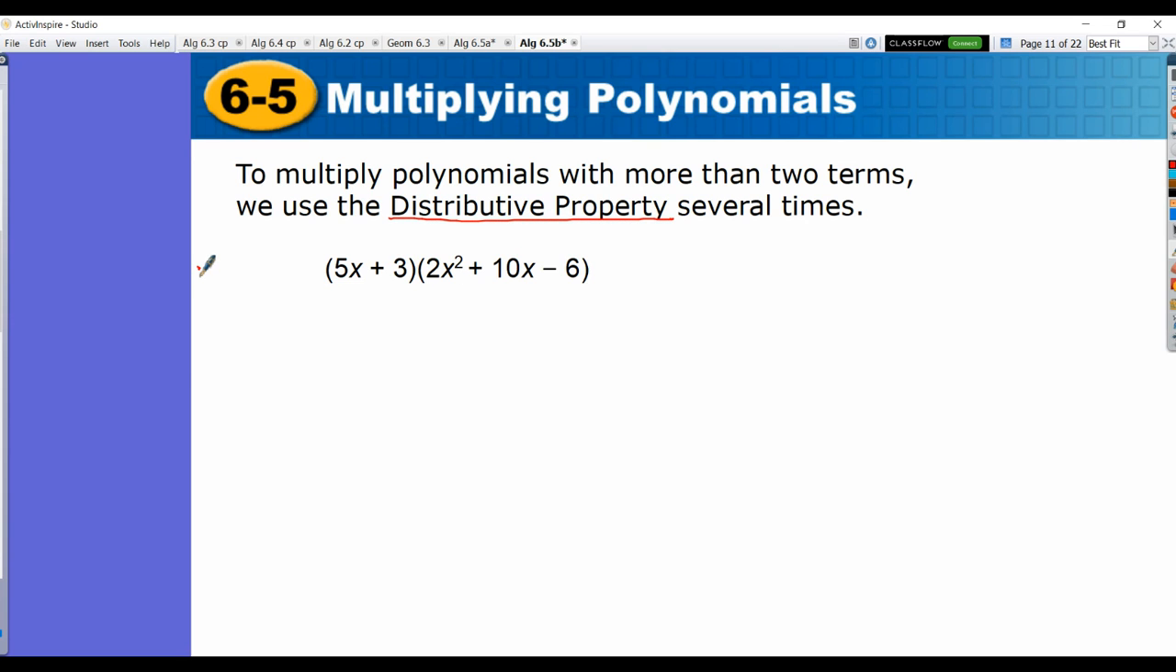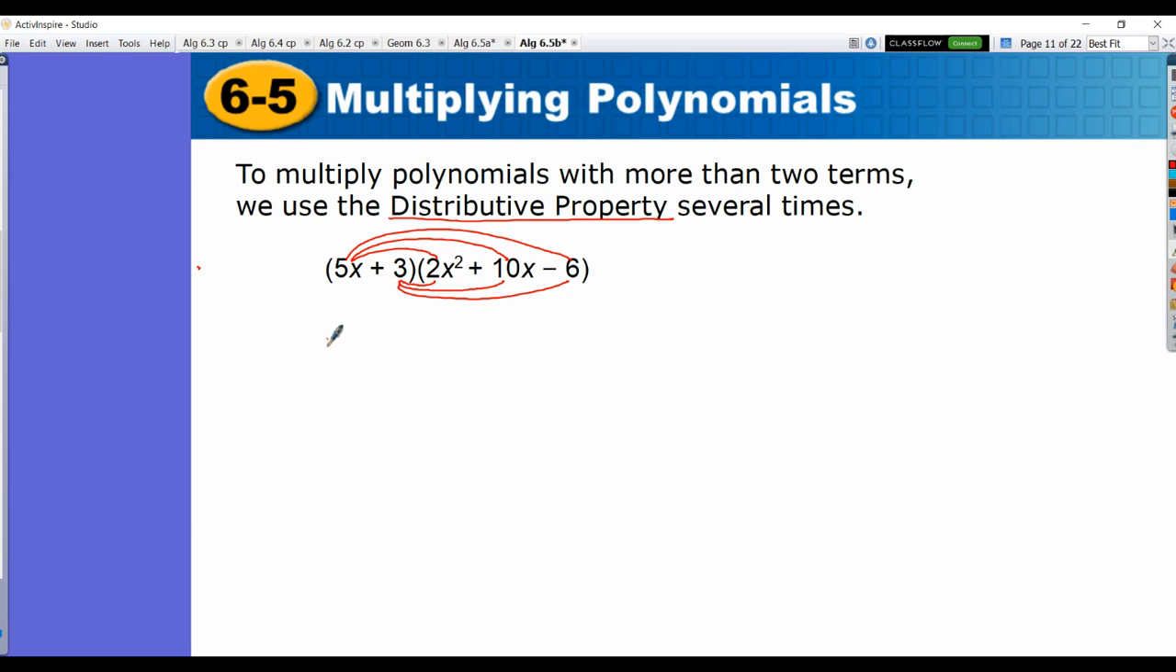Okay, so here's what we're going to do. We're going to take 5x, and it's going to get multiplied by everything over on this other side. Then we're going to take our 3, and we're going to multiply 3 by everything over here on this other side. Okay, and we're going to write everything out to keep us nice and organized so that we don't get confused here. Okay, so let's start with the 5x.